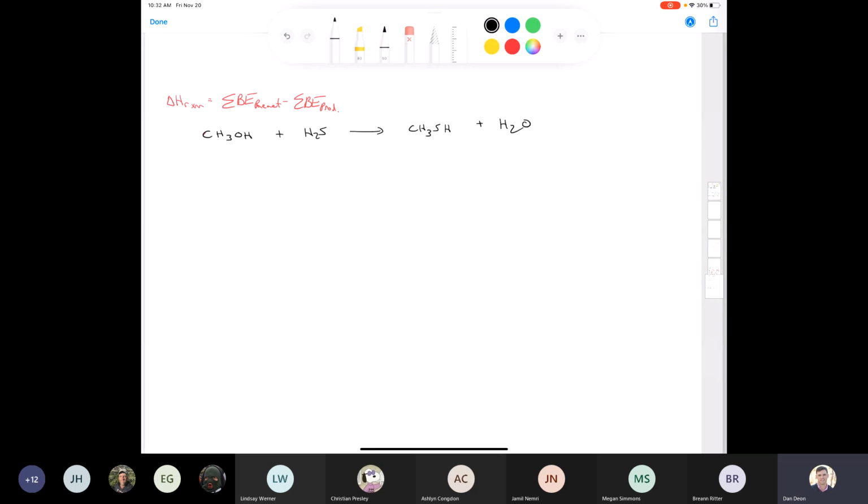Now, I want to write out the Lewis structures of all these compounds. So I'm going to take the time to write all the Lewis structures out. And that's going to help me determine what the bond energies or enthalpies that I need to use are. There's a couple of different ways you could solve this problem. I'm showing you the long way. Last semester, I tried showing students the short way, and they didn't seem to appreciate it a whole lot.